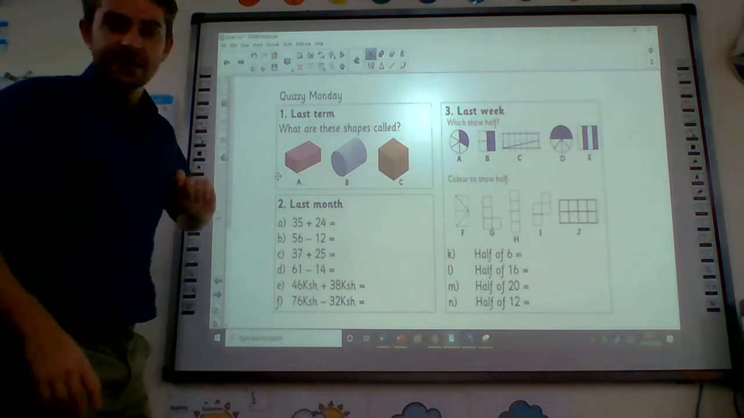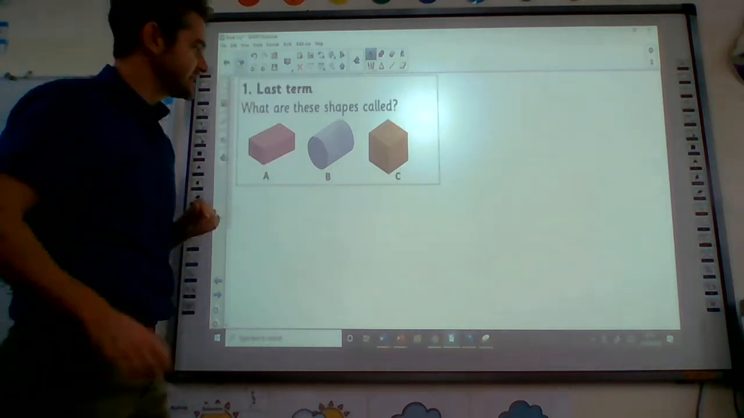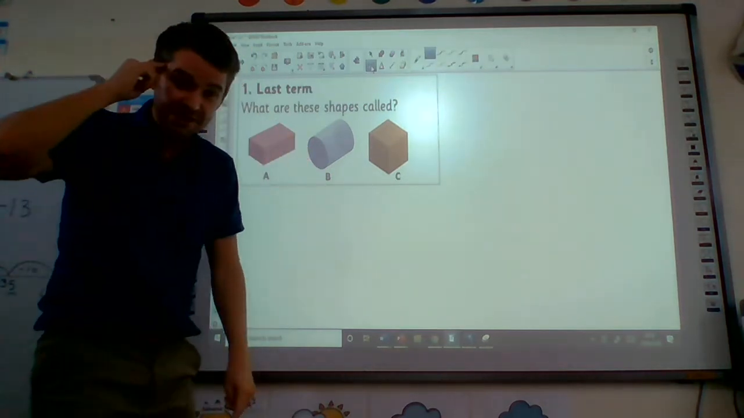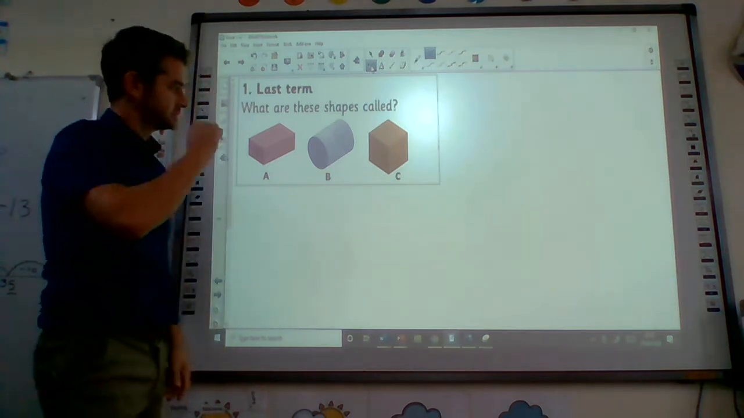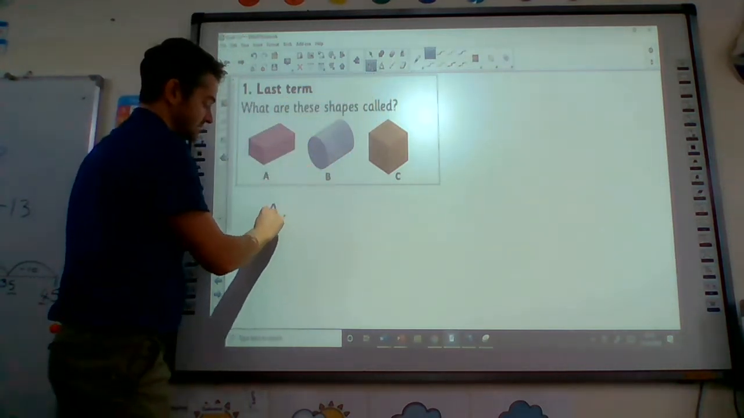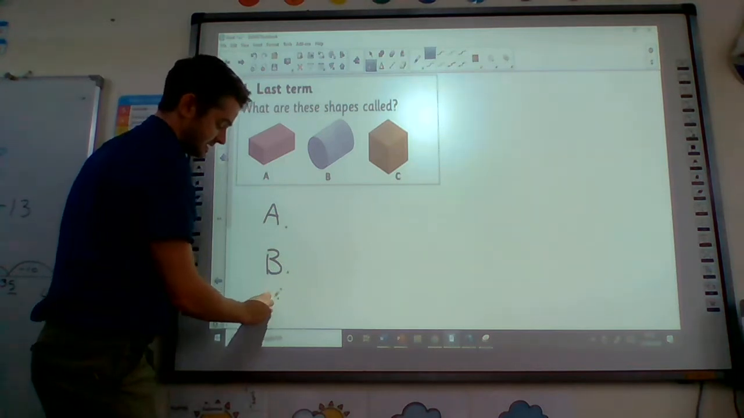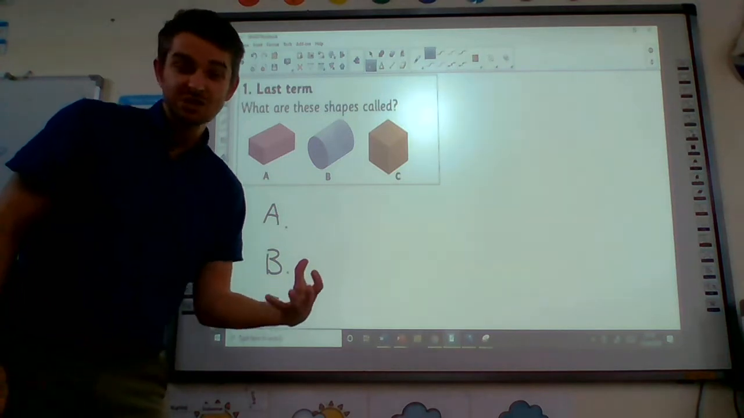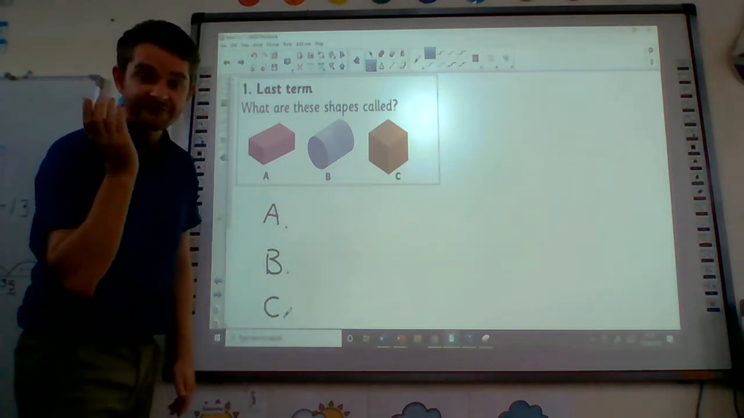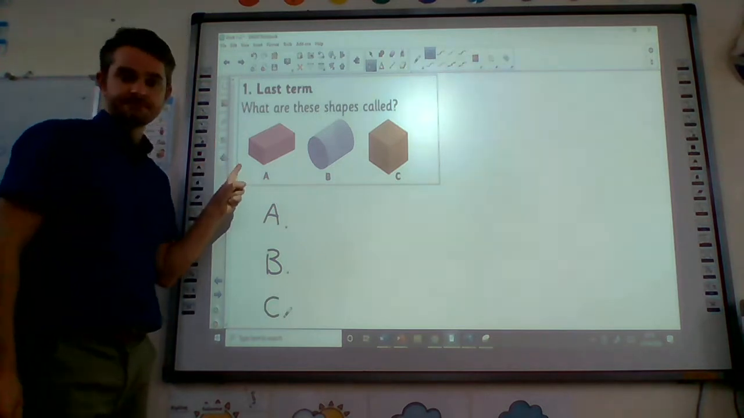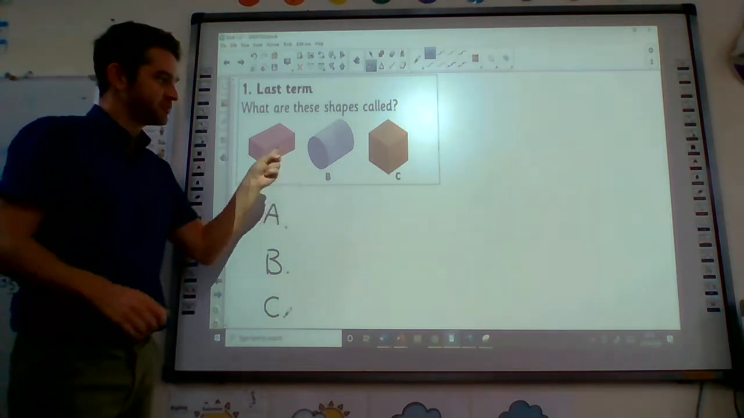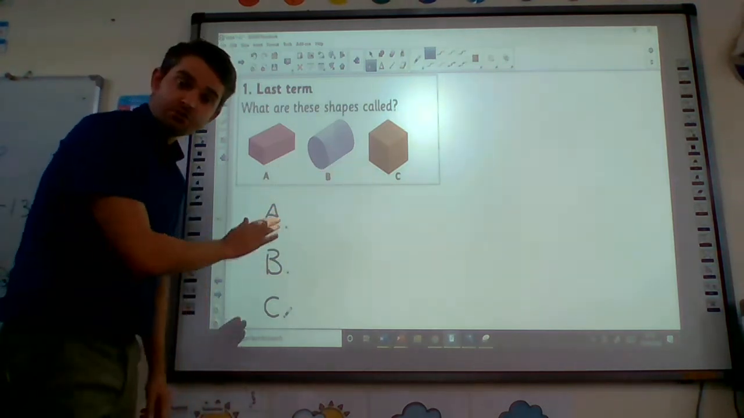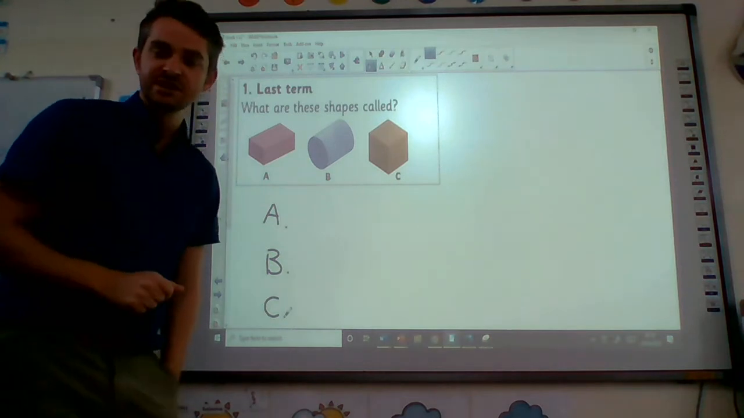Thinking about number one, last term, our 3D shapes. The only way you will get this right is if you think carefully and try to remember. All you need to do is write A, B, and C, and then write the name of the shape. You might not be sure, you might not be confident, that's okay. Have a guess. What is the name of A? What is the name of B? What is the name of C? Pause the video, write your answers, and come back to me when you've finished.